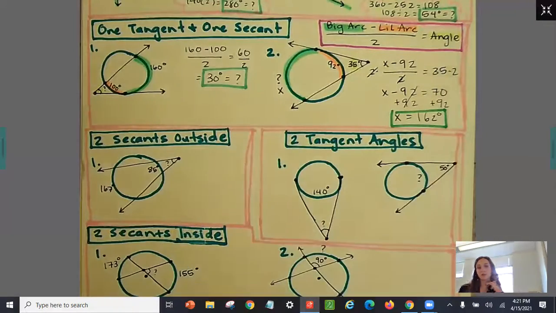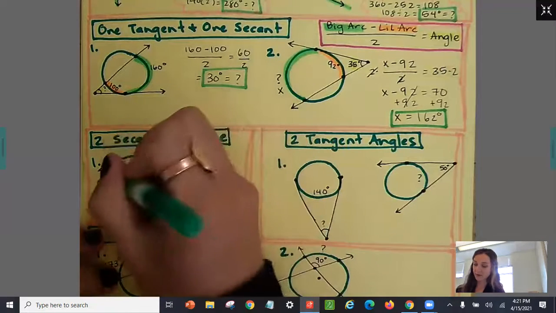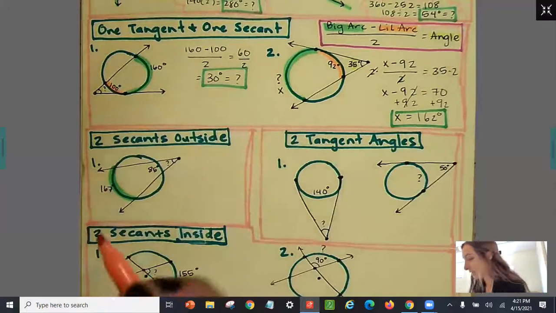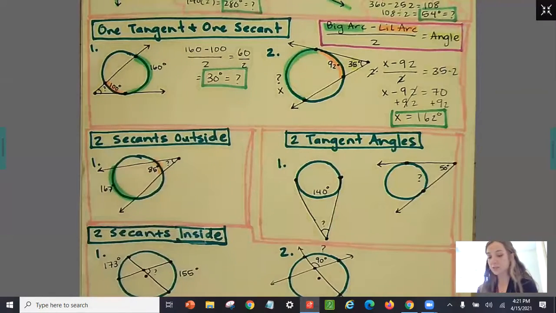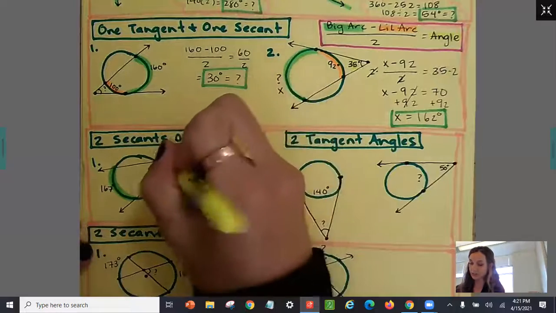Okay, we have another scenario here that is 2 secants outside of the circle, but you'll notice we actually have the same thing being created. We have a big arc, we have a little arc, and we have an angle. So this is actually the exact same formula as it is with one tangent and one secant.